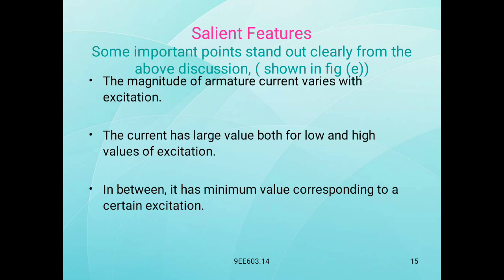The salient features: some important points stand out clearly from the above discussion. The magnitude of the armature current varies with excitation. The current has a large value for both low and high values of excitation, which is very important, and in between it has a minimum value corresponding to a certain excitation.